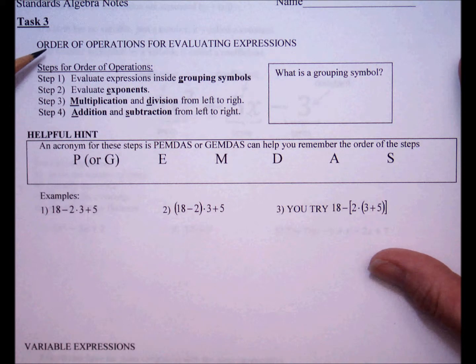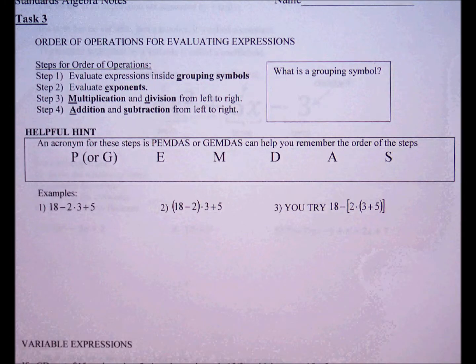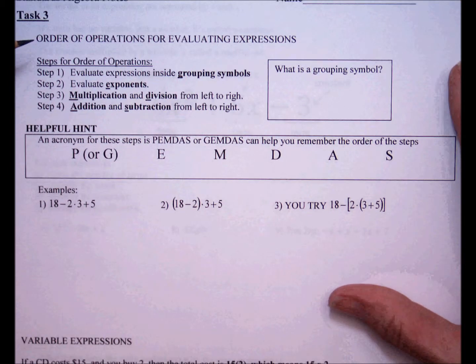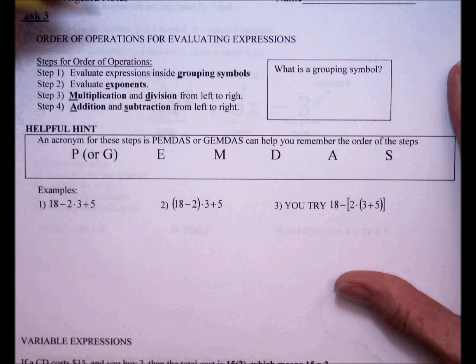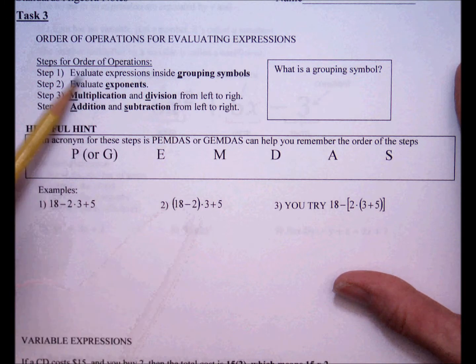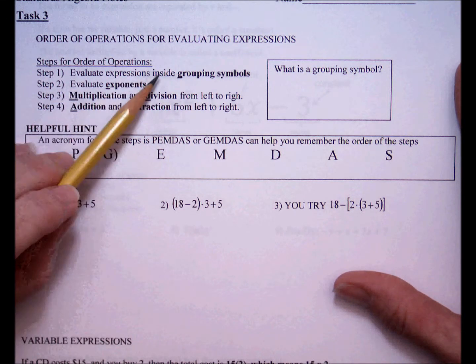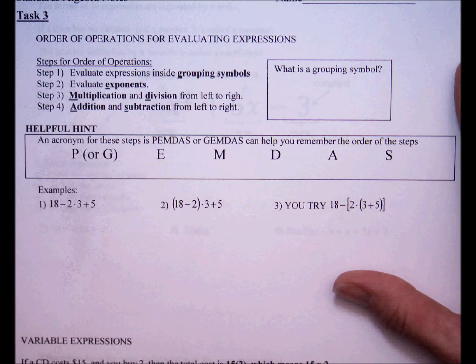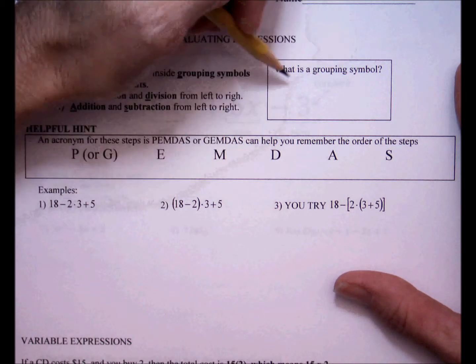The order of operations gives you an algorithm for evaluating expressions, both numerical expressions and expressions with variables. We're going to be talking about variable expressions later on in this lesson. The first thing you do when you're evaluating an expression is to evaluate expressions inside grouping symbols. And so let's discuss what a grouping symbol is.